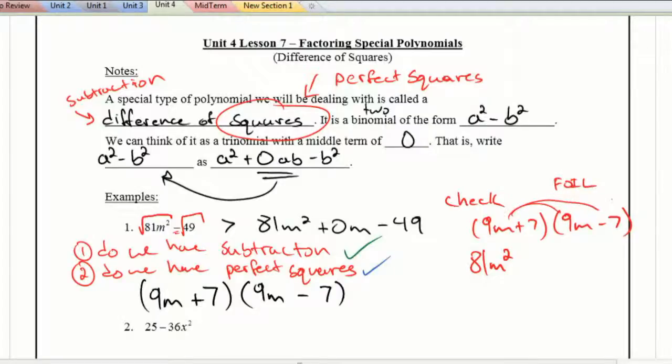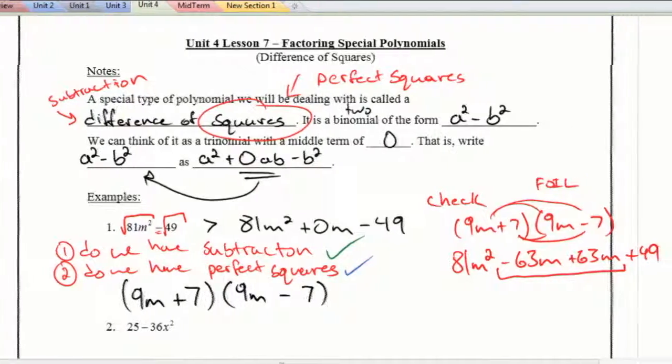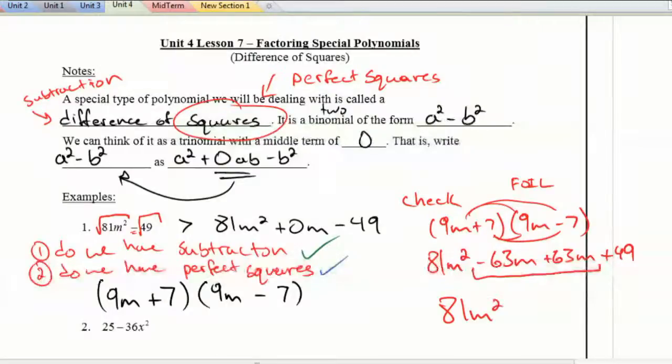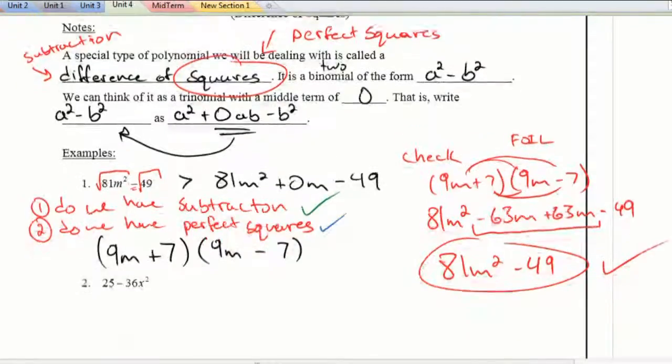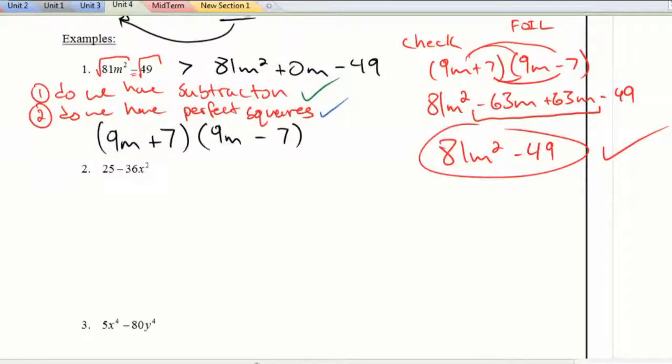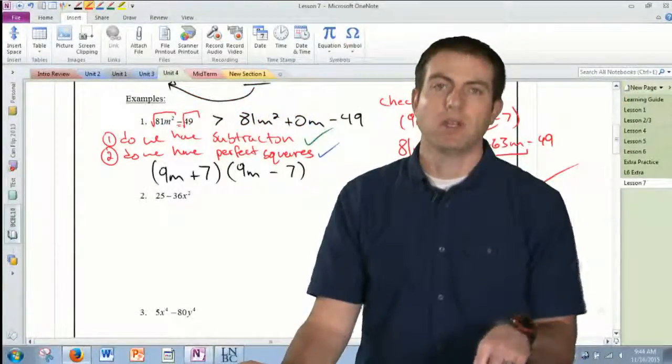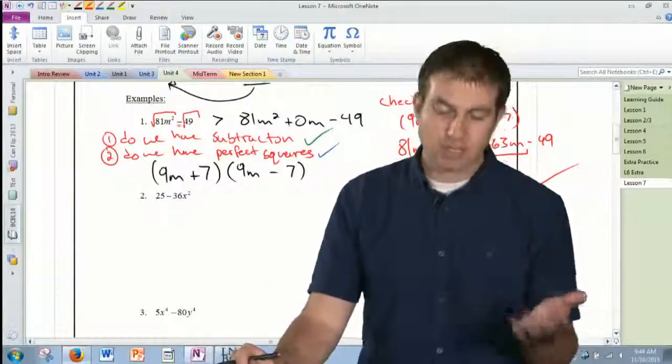I'm going to take the 9 times the 7. It's going to give me negative 63m plus 63m, my inside. And then 7 and 7 is 49. So you look in the middle here, and these two terms cancel each other out. So I'm just left with 81m squared. Oh, sorry, that's minus 49. Minus 49. And that is what I started with. So I'm done. Could it be any easier? I guess it could. But in terms of grade 10 math, when you get a difference of squares question on your test or provincial exam, you just say, thank you, math gods, for providing me with an easy mark.